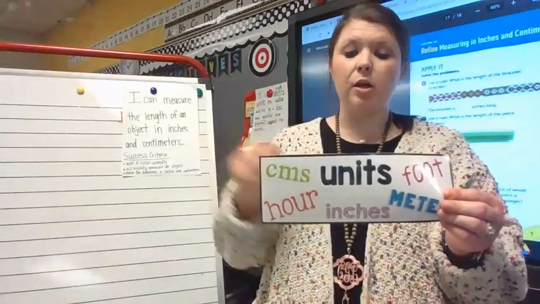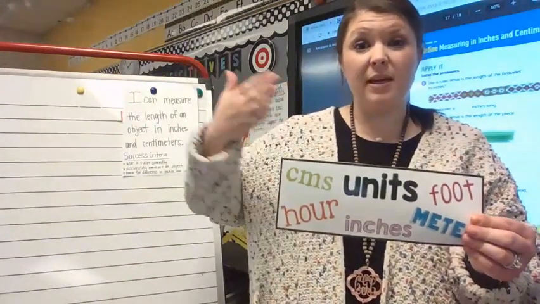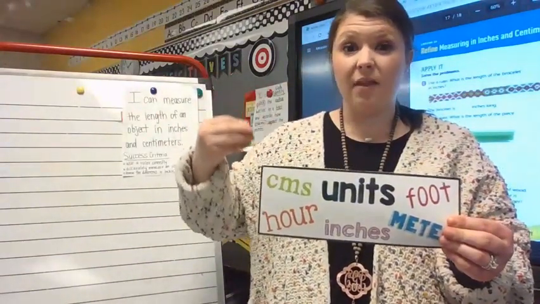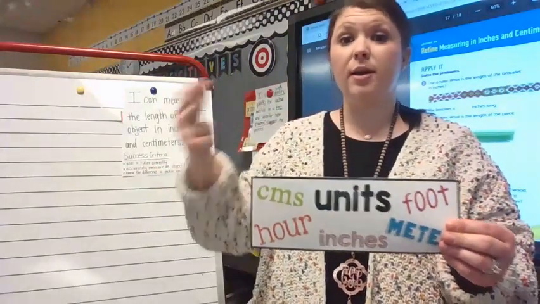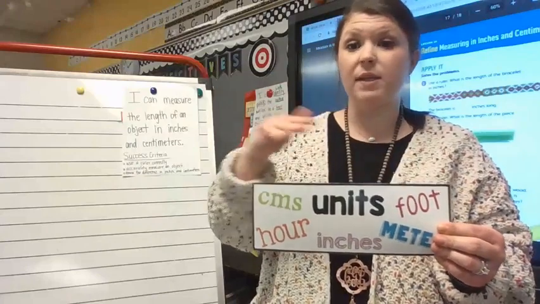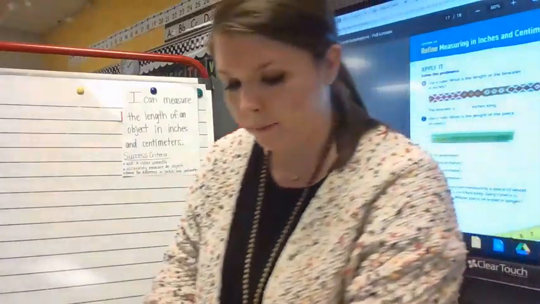So when I think about a unit, I think about the consistency of that item. So an inch is a unit. A centimeter is a unit. It's what we are using to consistently measure, okay?